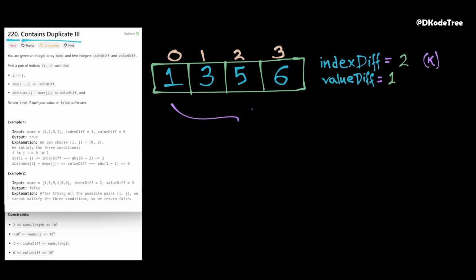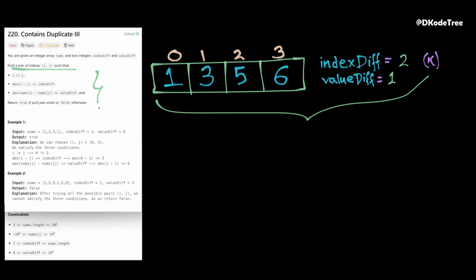In this problem, we are given an input array and two additional parameters, index difference and value difference. So given these three inputs, we have to find a pair of indices i, j such that these three conditions are met. First is i not equal to j. This means that the element at the same index cannot be considered a duplicate of itself. The next point is the absolute value of i minus j should be less than or equal to index diff.